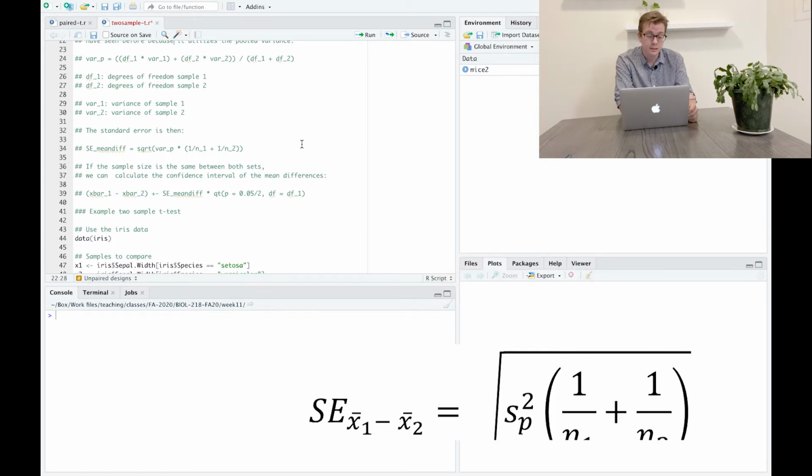If the sample size is the same between the two sets, we can calculate the confidence interval of the mean differences. And the confidence interval would be x bar 1 minus x bar 2, which is the mean difference, plus or minus the standard error of the mean difference times the t critical value based on an alpha of 0.05 and the degrees of freedom of one of the samples, because they will be equal.